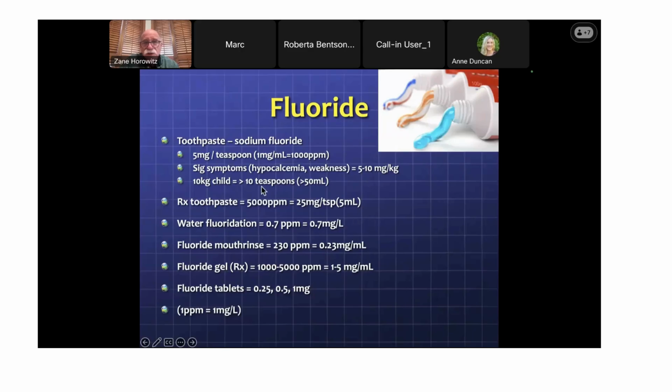A 10-kilo child would need to take 10 teaspoons to get up to 50, which is what a 10-kilo child would need in the milligram per kilogram size. So that's a lot. I mean, it really is a lot.